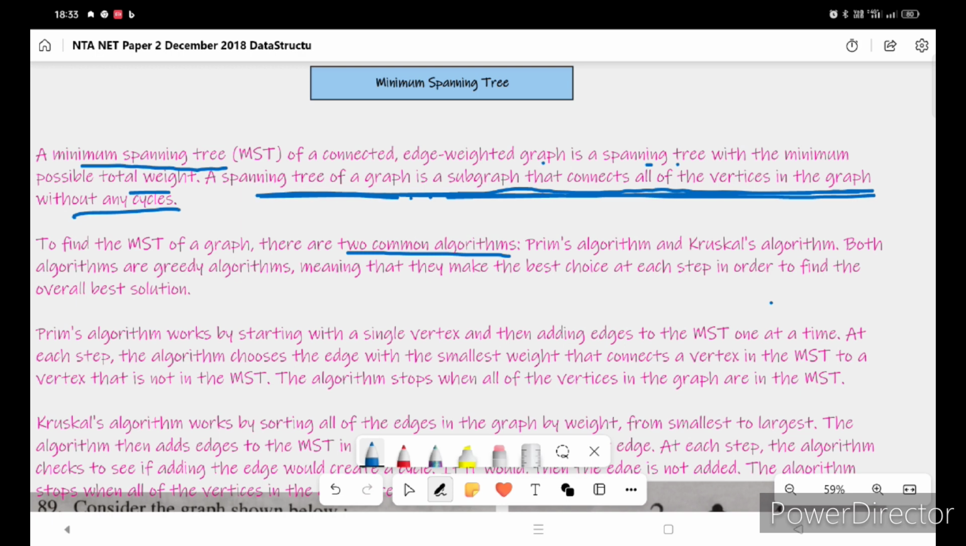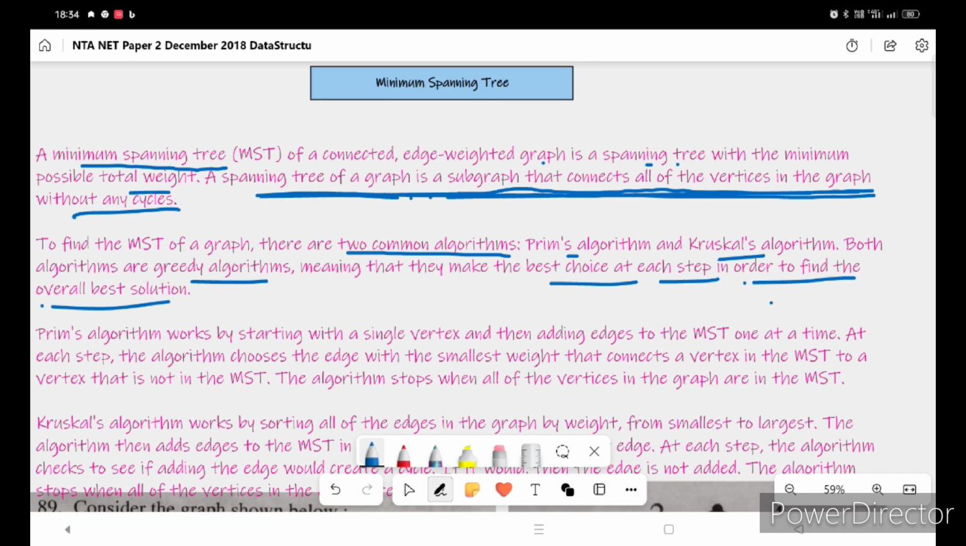To find the minimum spanning tree of a graph, there are two common algorithms. One is Prim's algorithm, another one is Kruskal's algorithm. Both the algorithms are greedy algorithms. Greedy means that they make the best choice at each step in order to find the overall best solution.